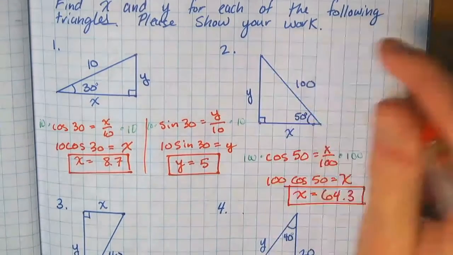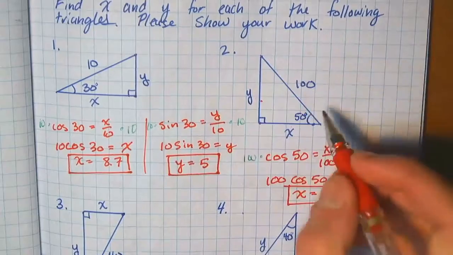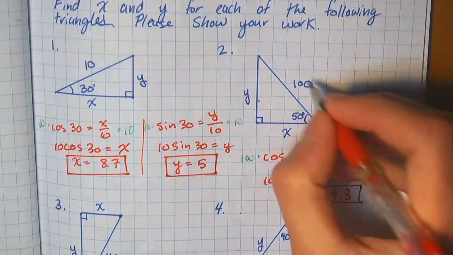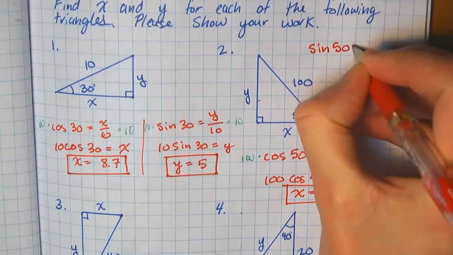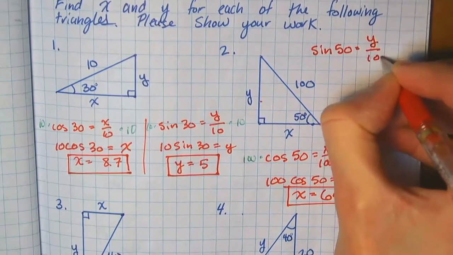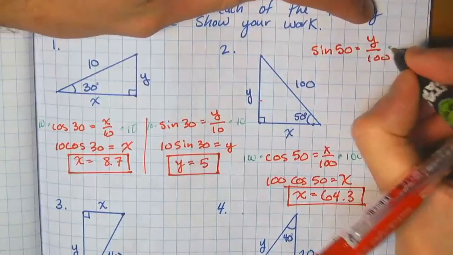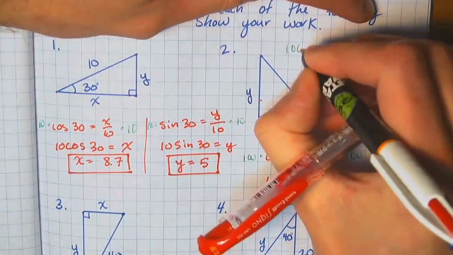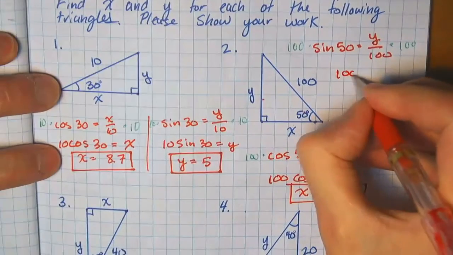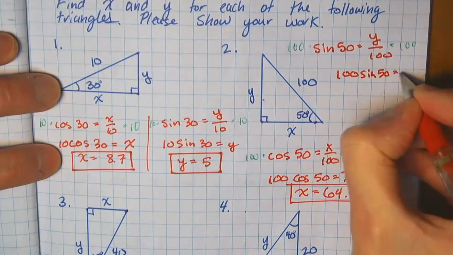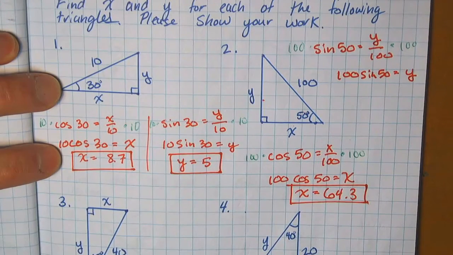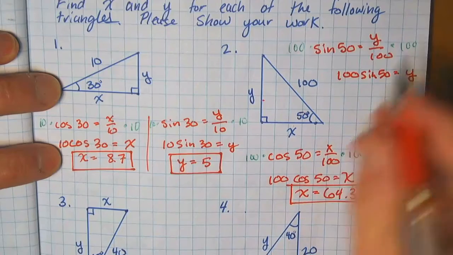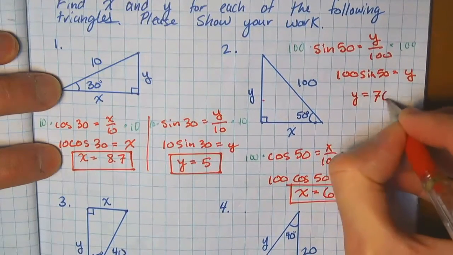And then let's do y. So y is the opposite because it's the furthest away from the 50. So that's going to be sine. So sine of 50 degrees is equal to y over 100. Multiply both sides by 100. That's going to give me 100 sine 50 is equal to y. 100 times sine of 50, 76.6. So y is equal to 76.6.